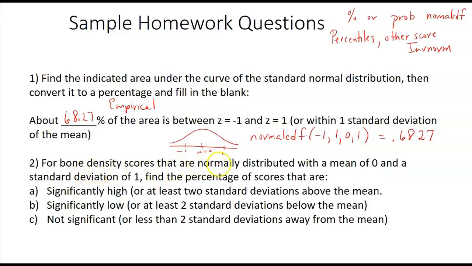So for bone density scores that are normally distributed with a mean of 0 and a standard deviation of 1, find the percentage of scores that are significantly high.